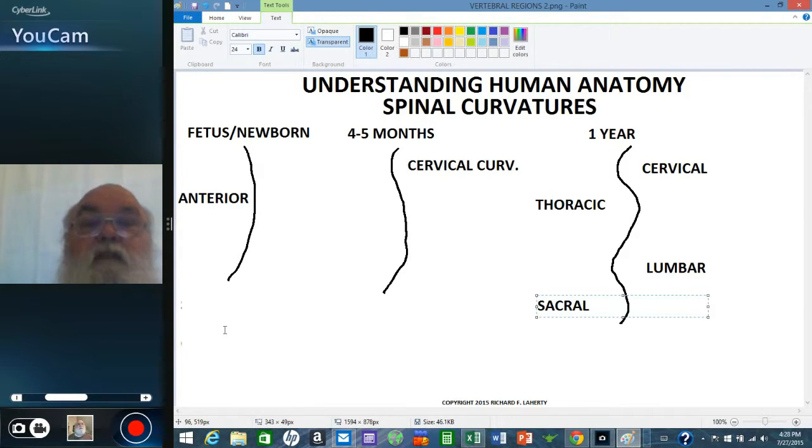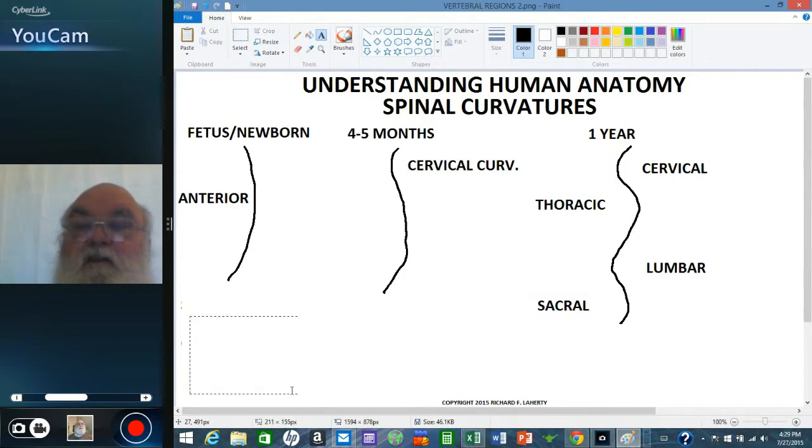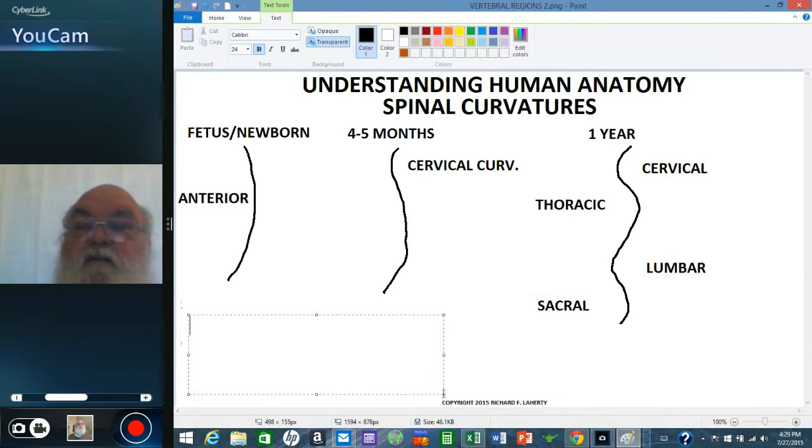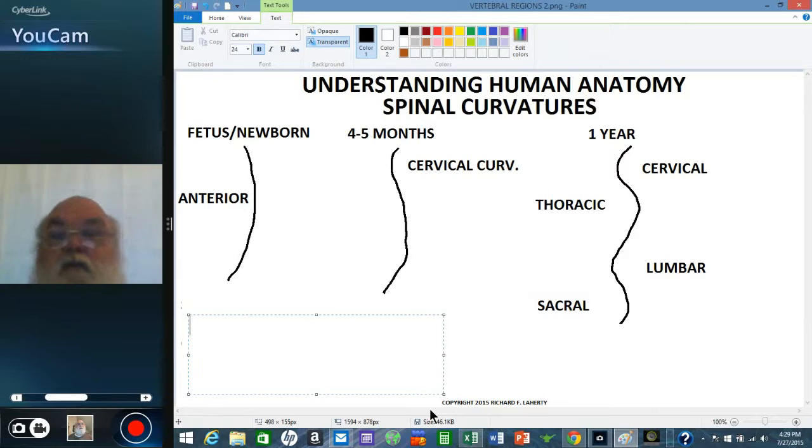Now, if we have excessive curvature, these are clinical conditions that can be significant. For example, if there is an exaggerated concave posterior curvature occurring primarily in the lumbar region, this is called lordosis, or a lordotic curvature.